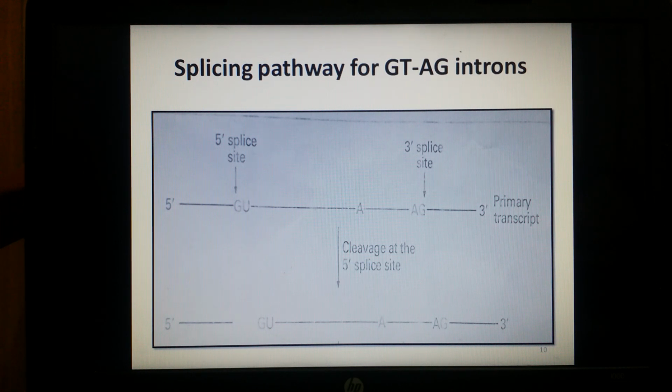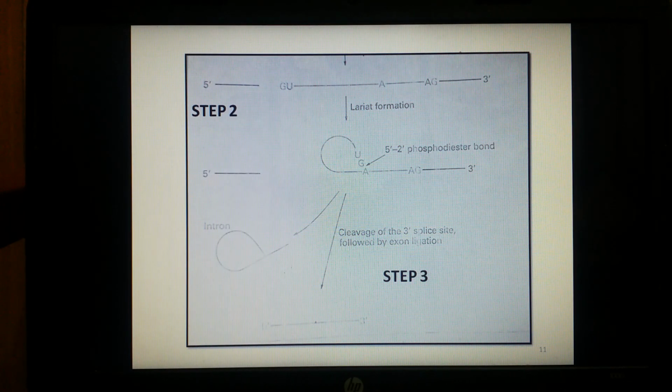The first step in the splicing pathway for GT-AG introns is that cleavage occurs at the 5' splice site. You can see here that the 5' splice site is marked. Okay, this is the 5' splice site, and here the cleavage takes place. So the first step is the cleavage of the 5' splice site. Now let's discuss the next steps.